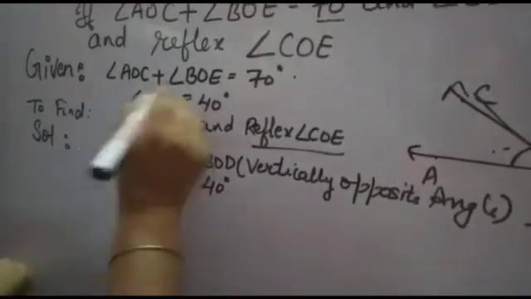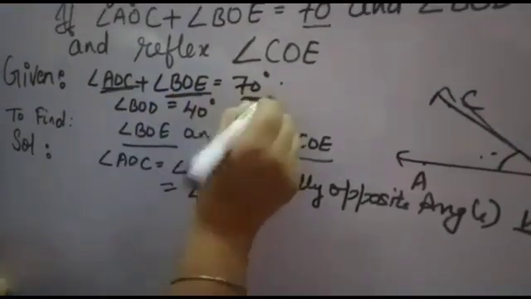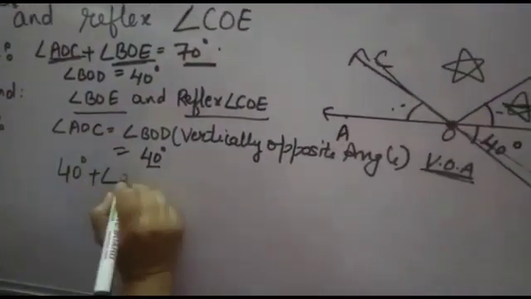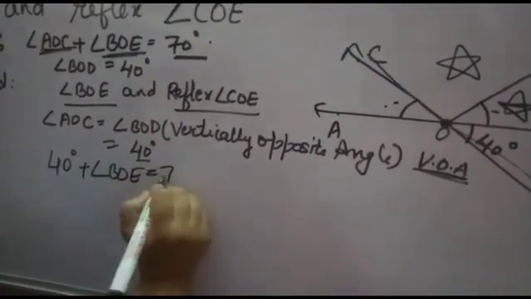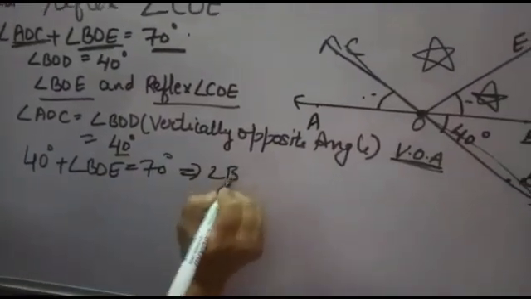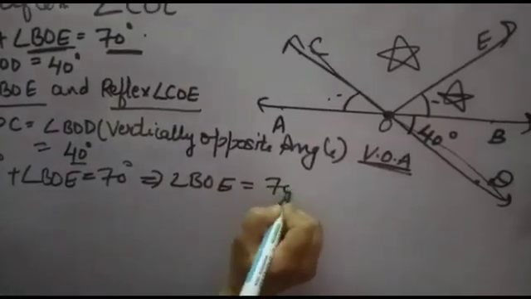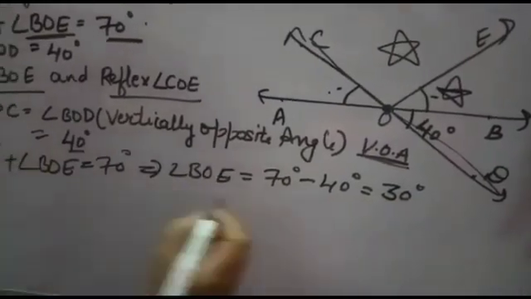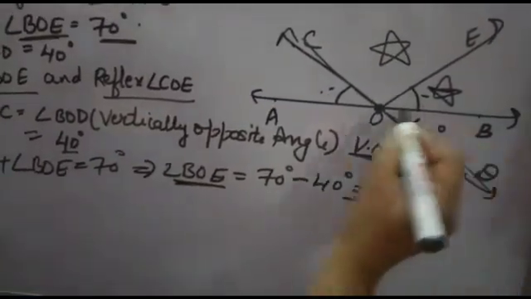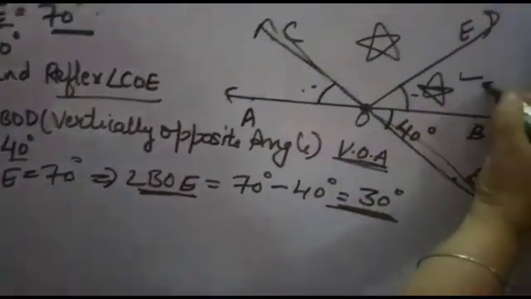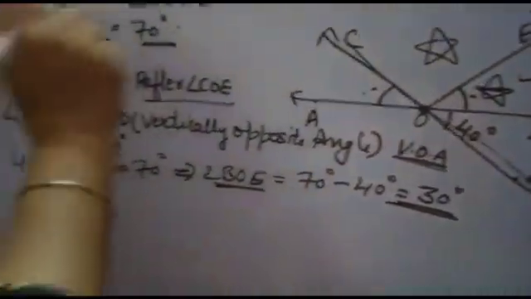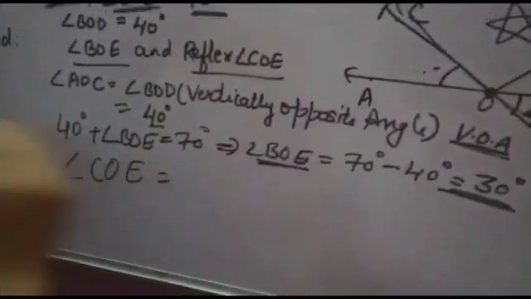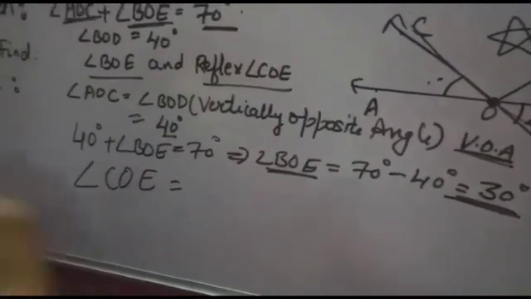Now you want BOE. You know that AOC plus BOE is 70 degrees. So in place of AOC you write 40. 40 plus angle BOE is equal to 70 degrees, which implies that angle BOE is equal to 70 minus 40, that is 30 degrees. So angle BOE is found, it is 30 degrees. Now you want reflex of angle COE. Firstly you find angle COE, then you subtract it from 360 degrees to get reflex of angle COE.